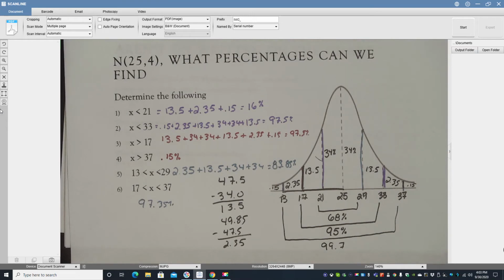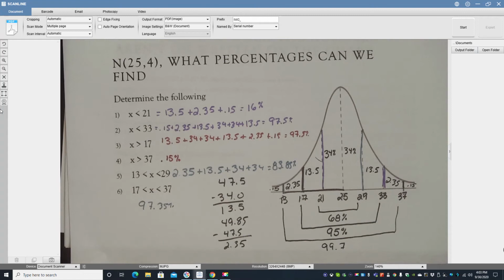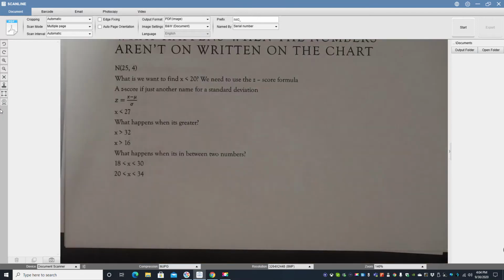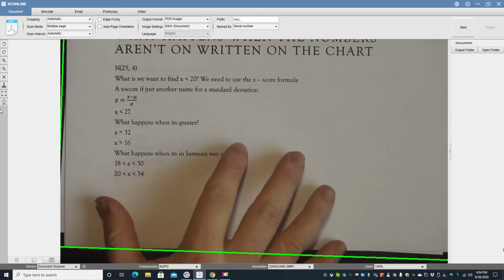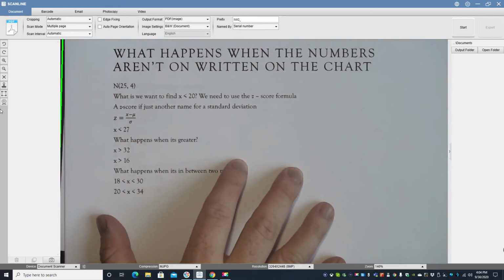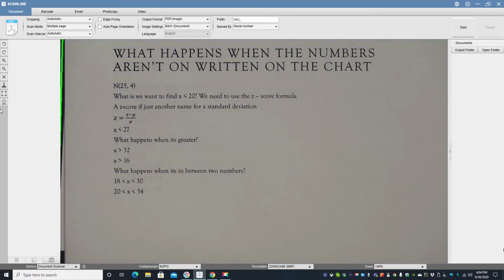Okay, so that's how you would do that with those percentages. Now, what happens when it's a number that is not on the actual graph itself? Sticking with this 25 to 4, what if I want to find x is less than 20?